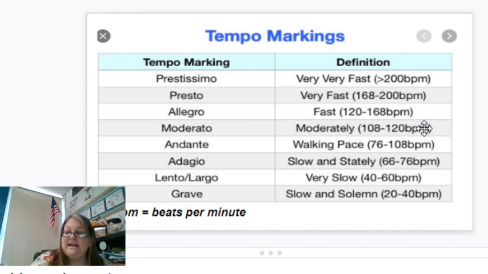Moderato is a medium speed. Andante is a walking pace or a walking speed. Adagio is a little on the slower side. Lento or largo is very slow. And grave, I know it looks like it says grave. Grave is extremely slow.